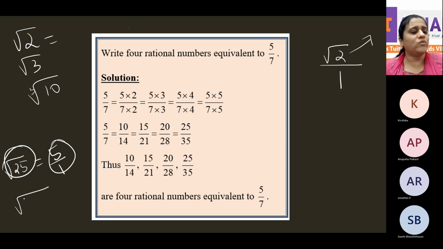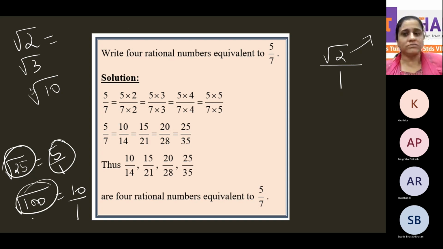No. What is square root of 100? 10. And what is 10? 10 by 1. Integer by integer. It's a rational number. I'm not saying anything under the square root is an irrational number. So square root of 121 is 11. And 11 is 11 by 1, integer by integer.